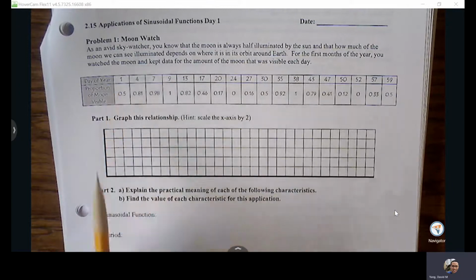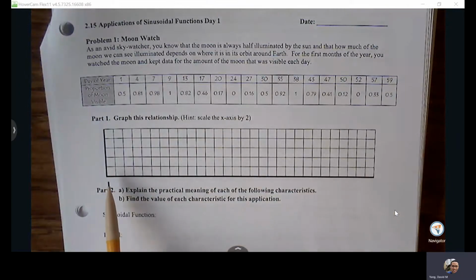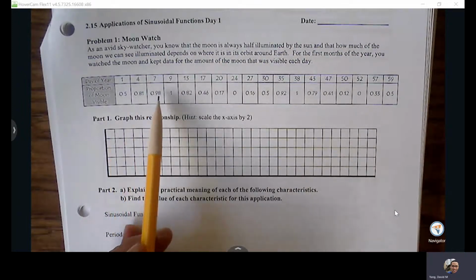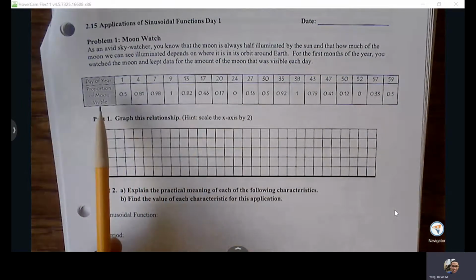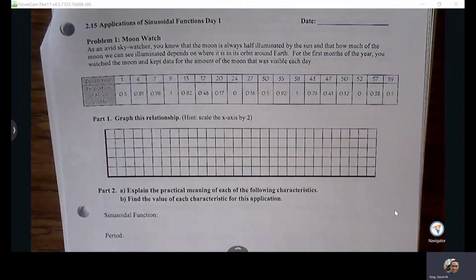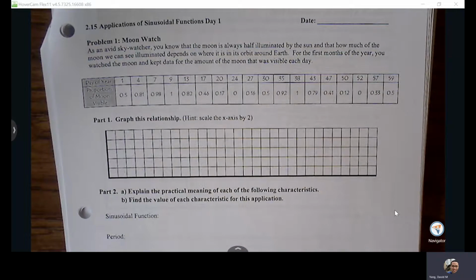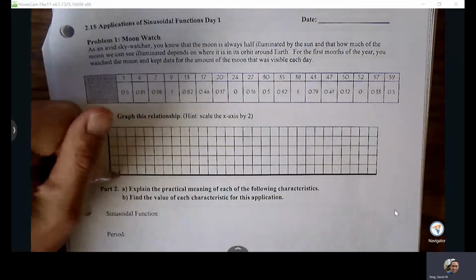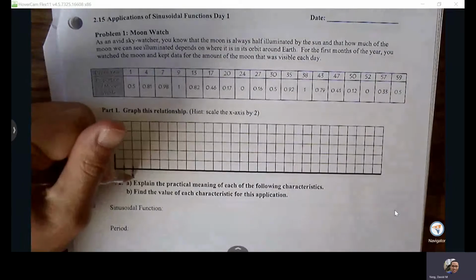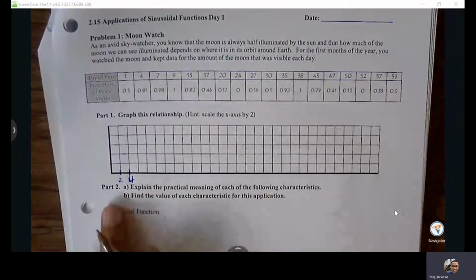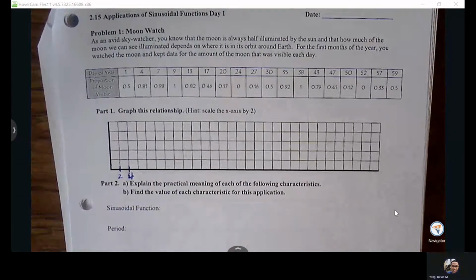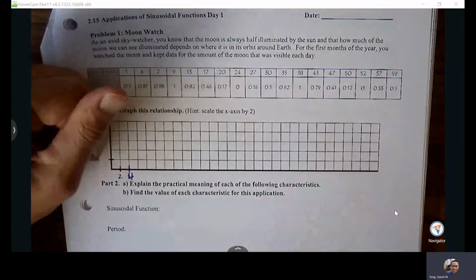So for the day of the year, we're going to populate that on the x-axis, and then the portion of the moon visible, we're going to scale that on the y-axis. Just to help you with the scaling here, we're going to go by twos. Each of the x value increments will be going up by 2. So fill that out all the way to 60, and then the y values will go up by 0.2.